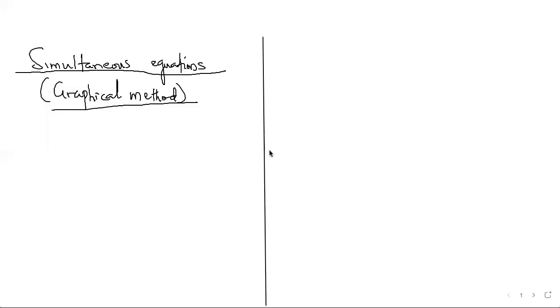Hello, this is the third part of the video series on simultaneous equations. In this video, we are going to go through how to solve simultaneous equations graphically.